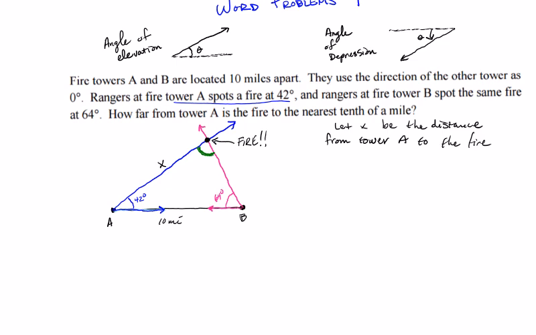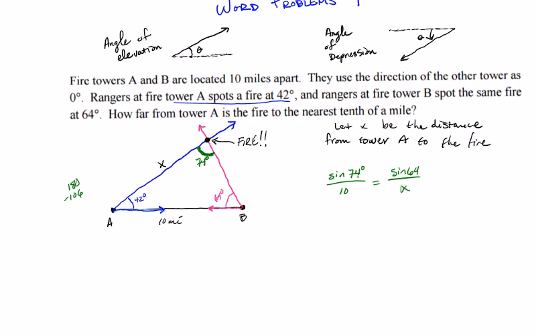So 42 plus 64 is 106, and 180 minus 106, what's that, 74 degrees? So that would be 74 degrees. Now that I have that, I can set up my law of sines. So sine of 74 degrees over 10 equals sine of 64 over x. And now that we've got that, we can solve for x.